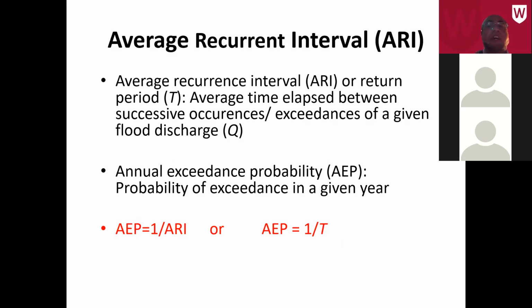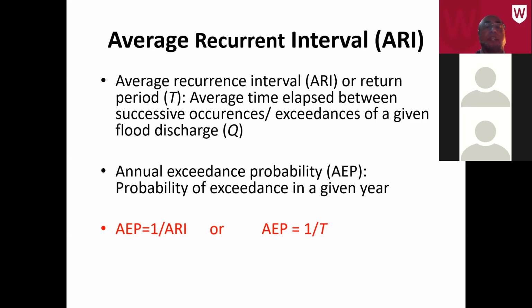We already defined ARI, average recurrence interval, but here we are giving a more formal definition. ARI, or return period, means the average time elapsed between successive occurrences of a given flood discharge Q. By a 100-year flood, we mean that if we take 1,000 years, then this event will happen 1,000 divided by 100, which is 10 times. But in some years it may happen 2 times, and in some years it may not happen. So it's really an average over a long period of time.